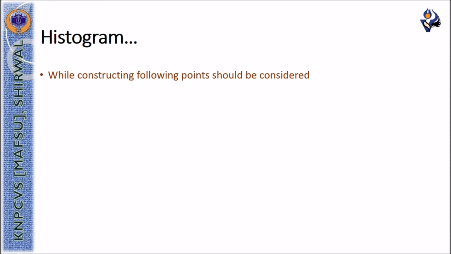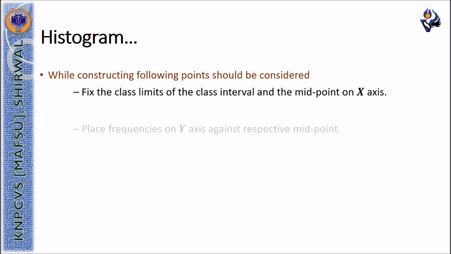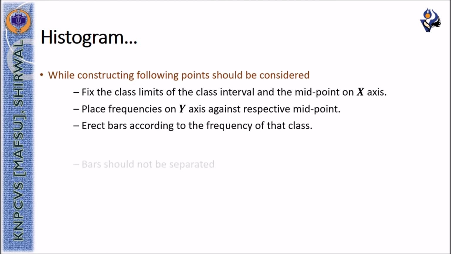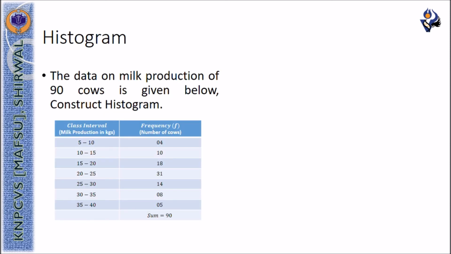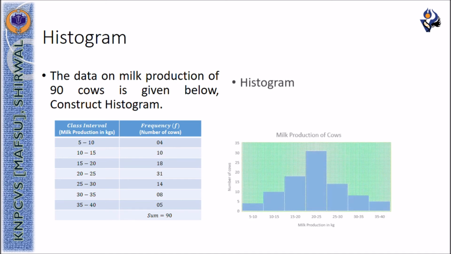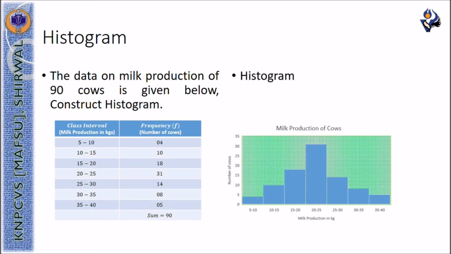The given points should be taken into consideration while constructing a histogram. Histogram is a set of adjacent rectangles or bars, the bases of which equal the class width or class interval and the height of which equals the corresponding class frequency. Here, the data on milk production of 90 cows is represented with the help of a histogram.